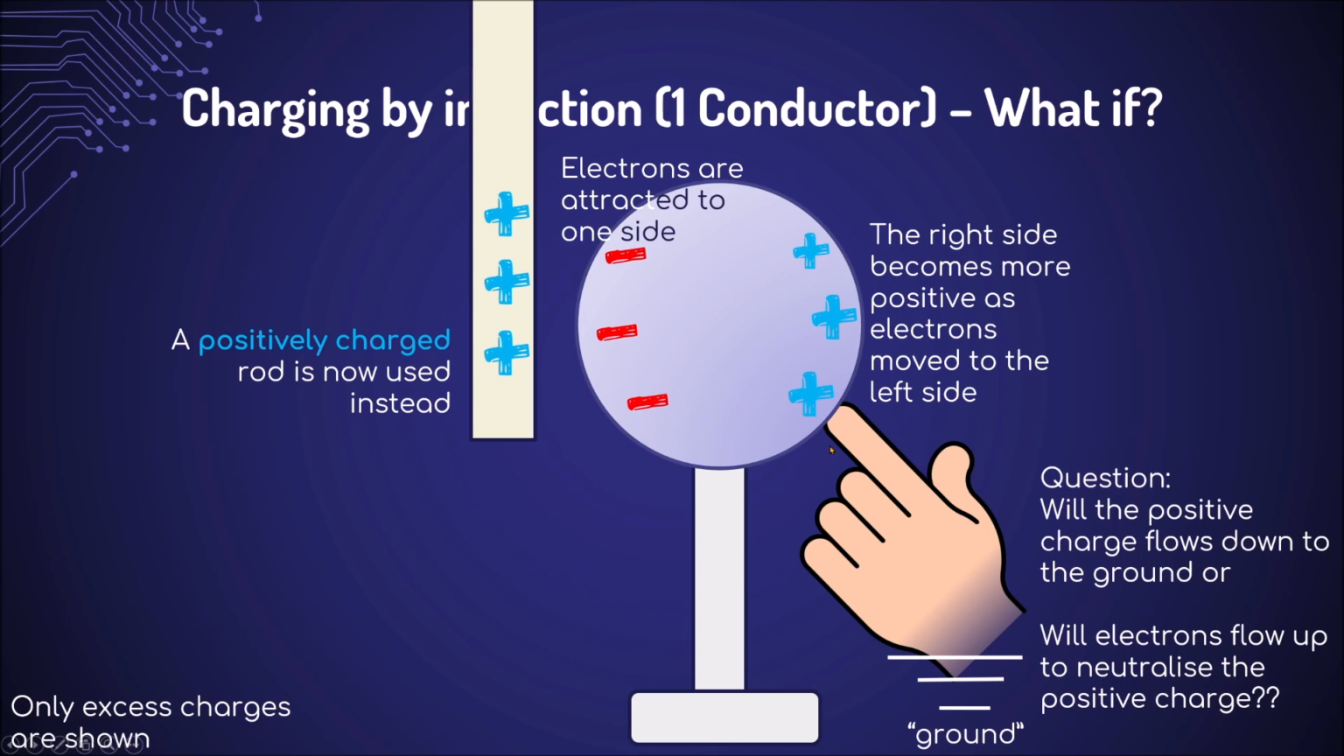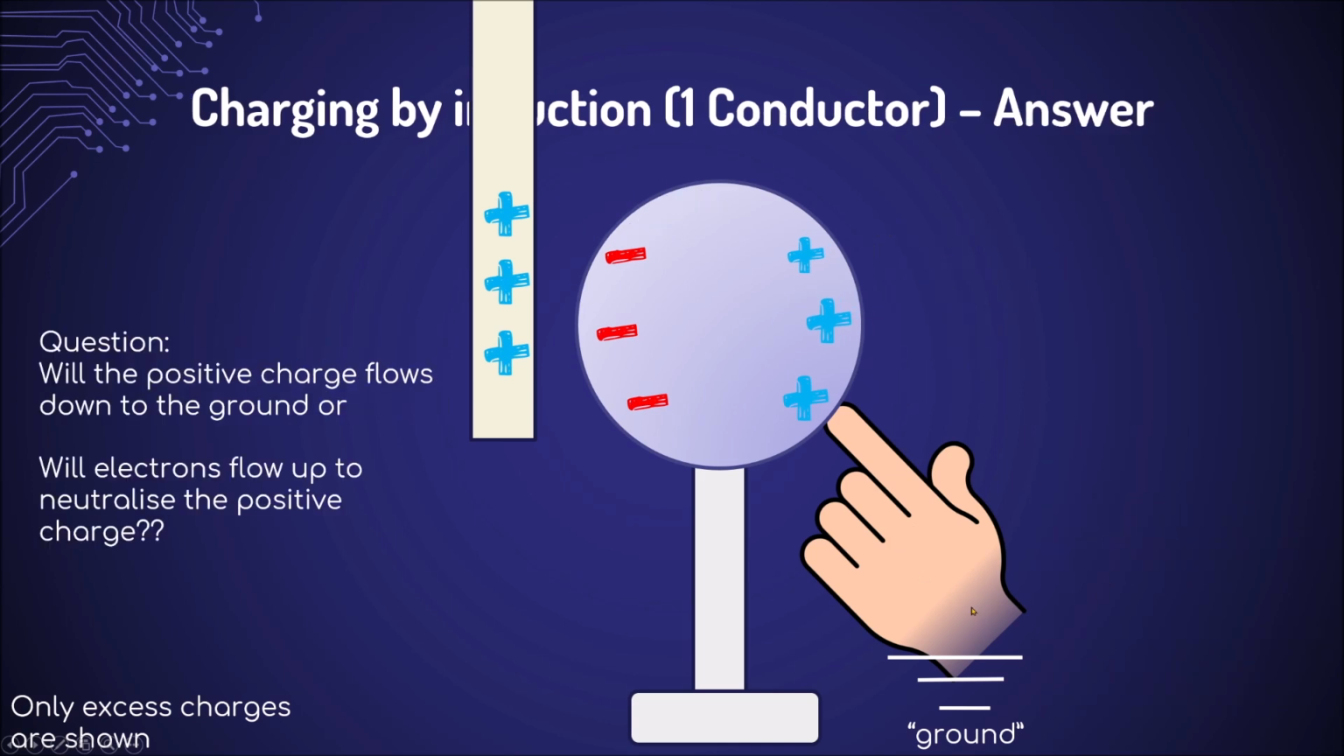Okay, think about it. Remember, positive charges do not move inside the conductor, so only electrons move about. And in this case, the ground is said to be a reservoir of electrons, right? So since there is more positive charge on this side, and there is positive charge from the charged rod, the electrons are now attracted from the ground towards the hand, towards the sphere.